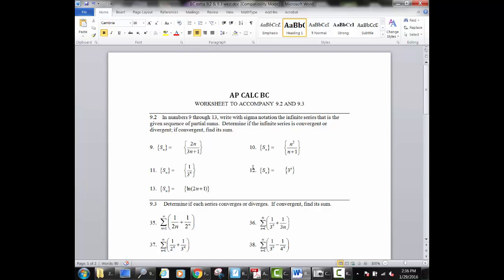We're going to be able to decide if this unknown corresponding series is convergent or divergent, and then I'll show you a way to actually come up with the formula for that series. Please note 9.3, these questions will be for the next section.